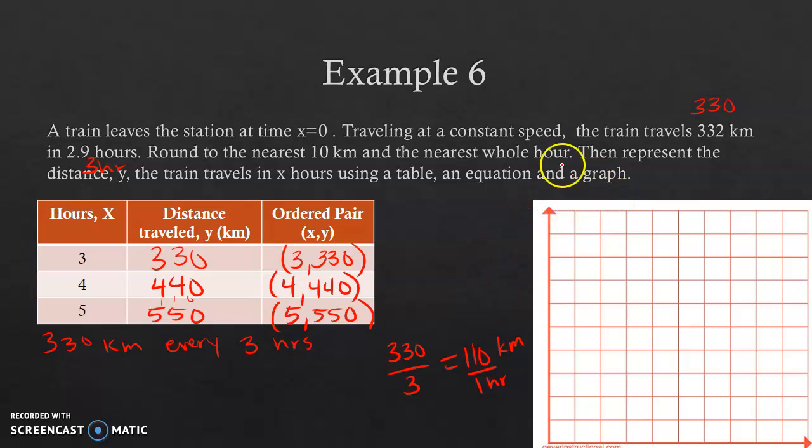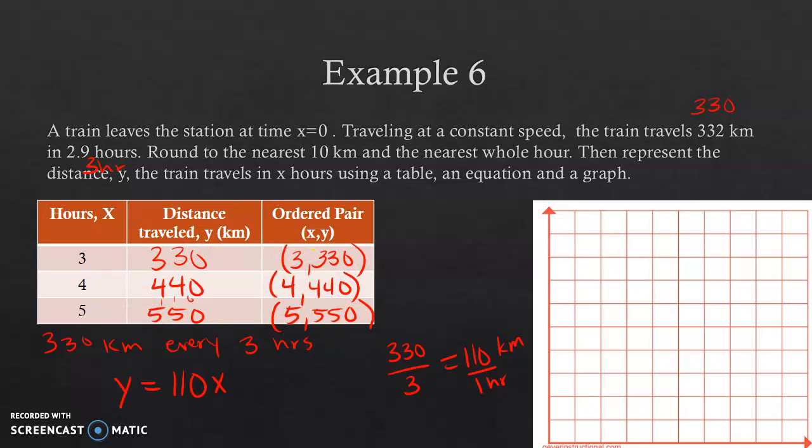I need to use an equation and a graph. Well, my equation is going to be y equals my per hour, 110, and then x is going to be how many hours I travel. And we'll talk more about equations. And now I just need to graph these points.